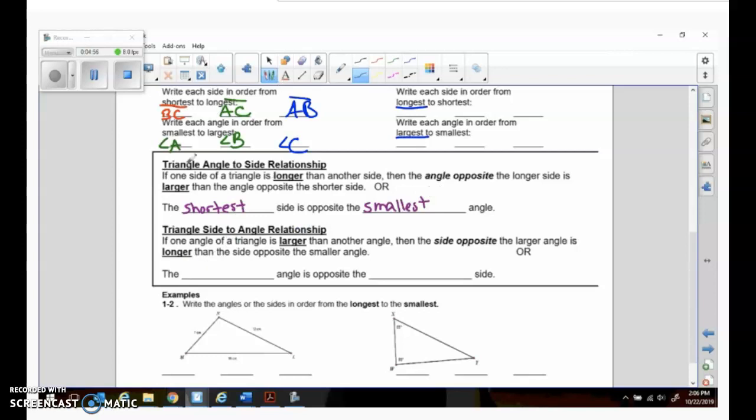And then conversely, the largest angle is opposite the longest side.